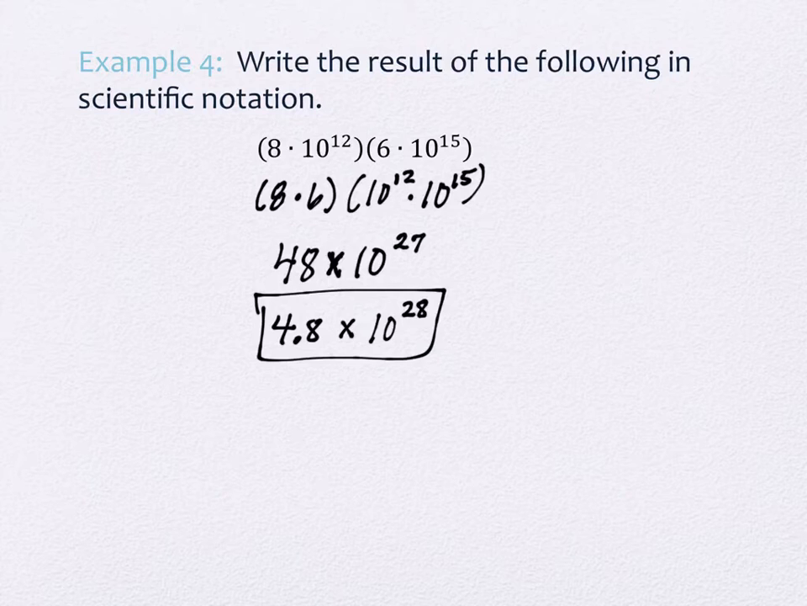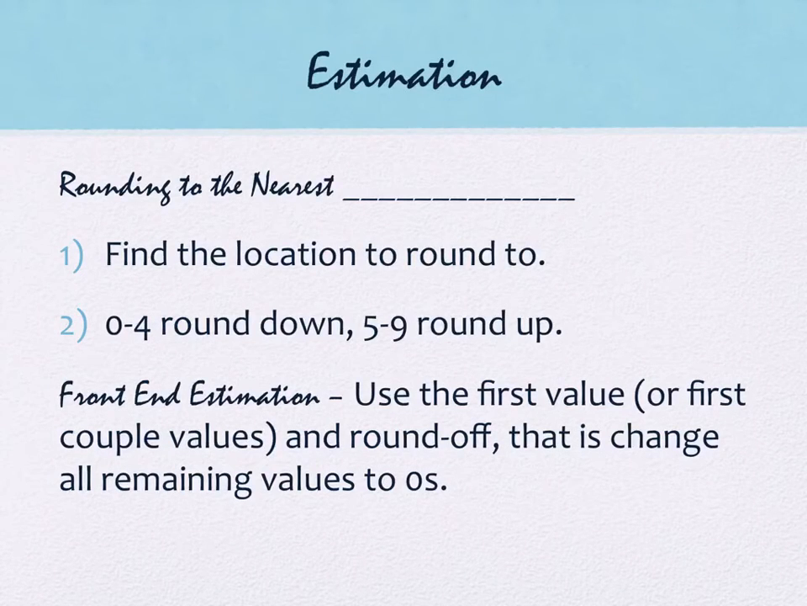The last part of this section is about rounding. So we're going to talk about rounding to the nearest blank. So it's blank because it can be anything, right? It could be the tens place, it could be the hundredths place. It doesn't really matter. All the rules are the same no matter what place I'm rounding to. So as I'm rounding, what I need to do is find the location that I'm going to round to. And then if I have a 0 to 4, it rounds down, and a 5 to 9, it rounds up.